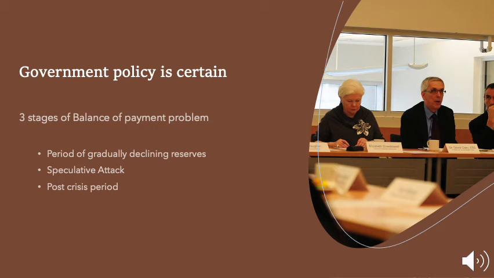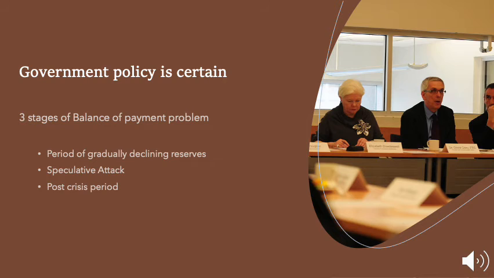So when the government policies are certain, then an economy with a balance of payment problem will pass through three stages. In the first stage, there is a period of gradually declining reserves. In this stage, the government's foreign reserves start to decline, and it affects the investors, like how they react to the declining foreign reserves of the government, and their actions.